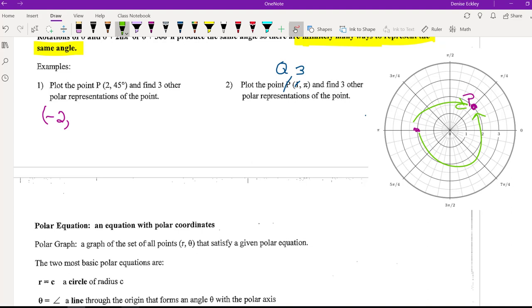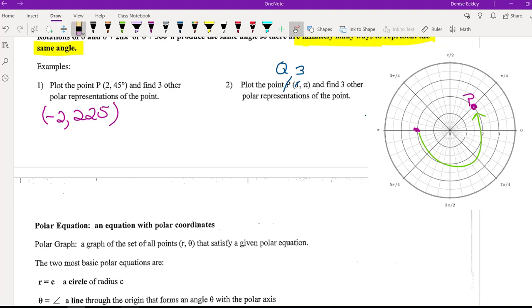So I'm going to pick one of these and see if you guys can figure out the other one. So I'm going to pick 225 degrees. So I'm going to go in the counterclockwise direction to get to P. So see if you guys can come up with the angle to go in the clockwise direction.